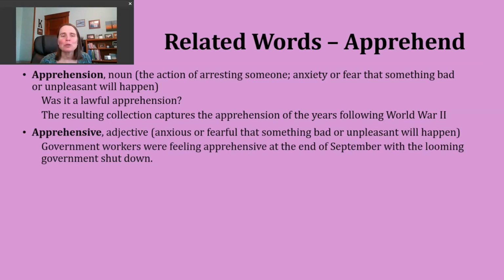The next word we'll look at is the adjective form apprehensive. When we use this word, we're generally describing someone or something that is anxious or fearful that something bad or unpleasant is about to happen. An example of this might be, government workers were feeling apprehensive at the end of September with the looming government shutdown. So this is a sentence describing an event in the United States.